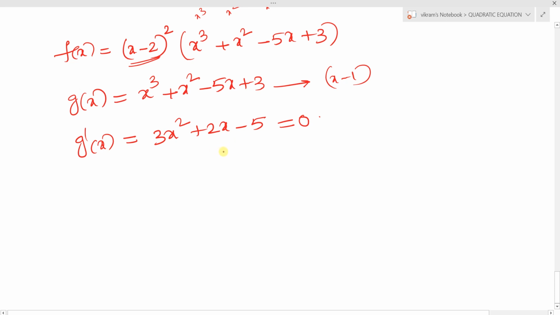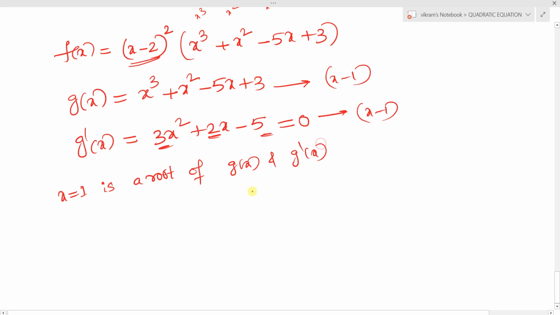That means x is equal to 1 is a root. And if we again check, the sum of the coefficients is again 0: 3 plus 2, 5 minus 5. That means x minus 1 is also a common factor for g dash of x. So that means x is equal to 1 is a repeated root of g of x and g dash of x.